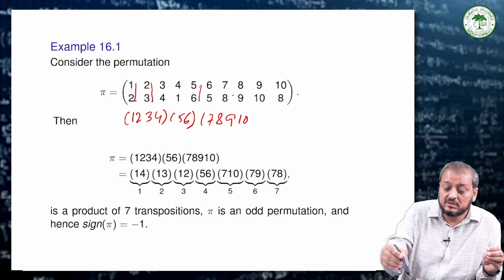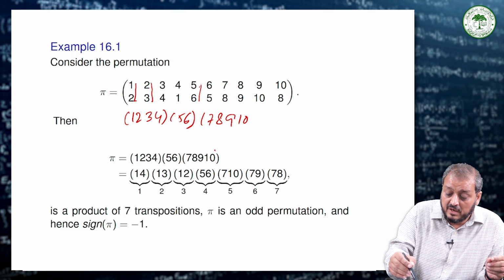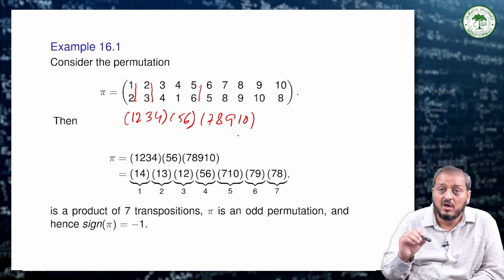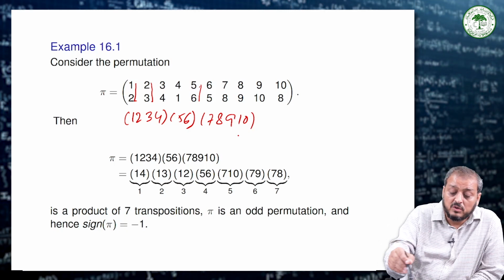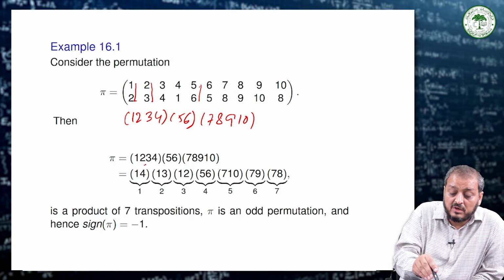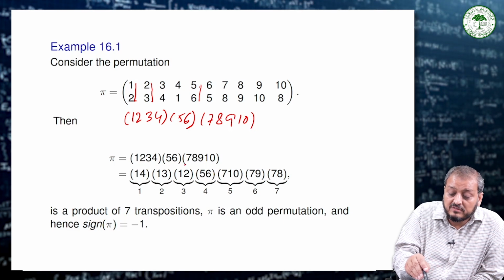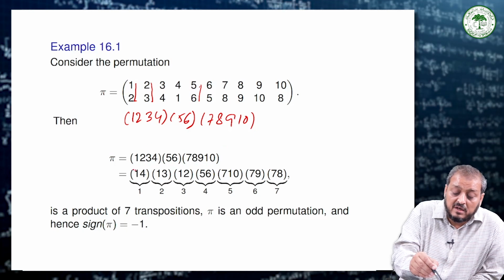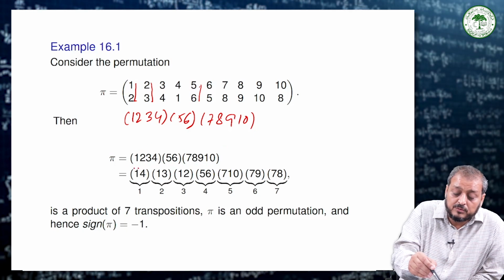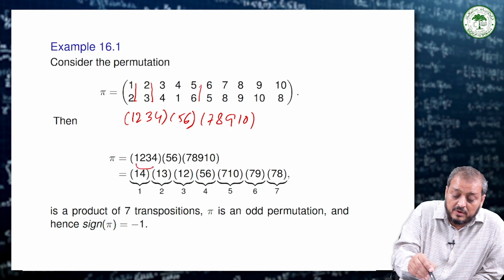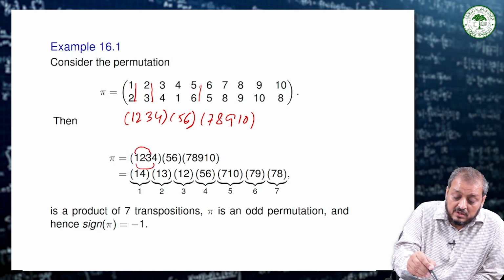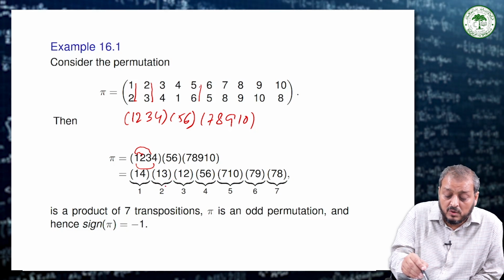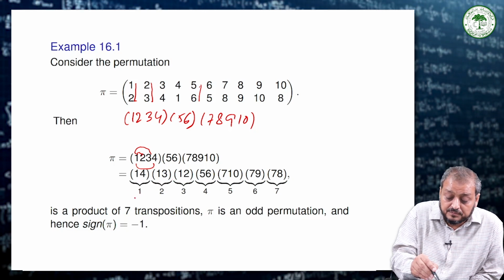So we have to just write it into a (7 8 9 10), and that is equal to, again, a one-cycle notation. So this π can be written as (1 2 3 4 5 6 7 8 9 10), and now we have to write the transposition of this, which is equal to (1 4)(1 3)(1 2).